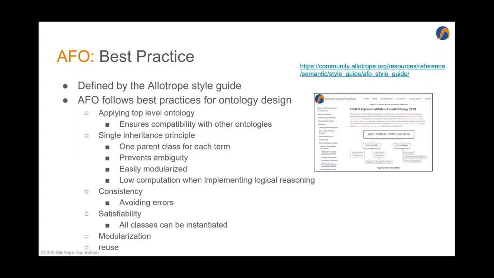So the AFO best practice is defined by the Allotrope style guide that you can find on our community website. The AFO follows best practices for ontology design. It applies a top-level ontology, which ensures compatibility, single inheritance that prevents ambiguity, is easily modularized, and has low computation when you implement reasoning. It's consistent. You can instantiate all the classes, and it's modular and reusable.